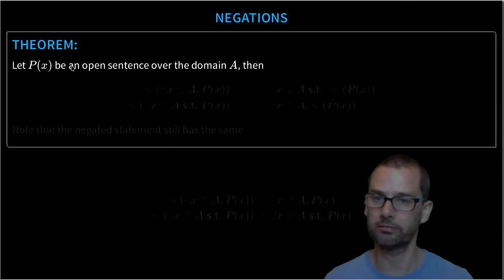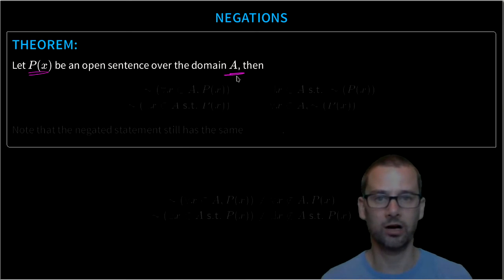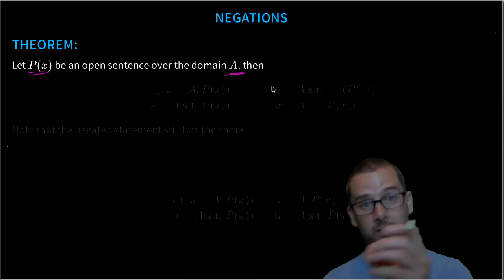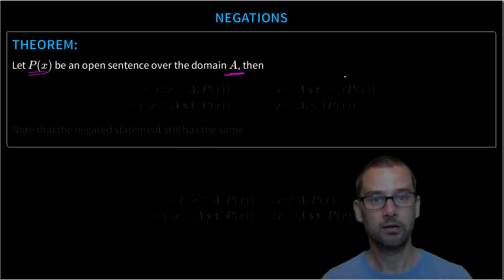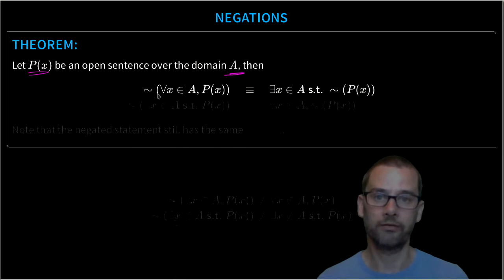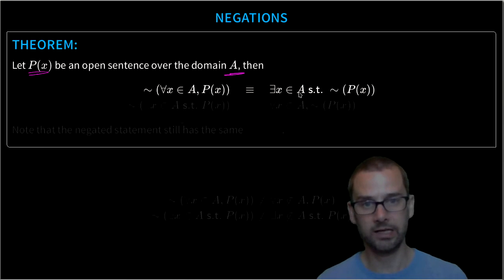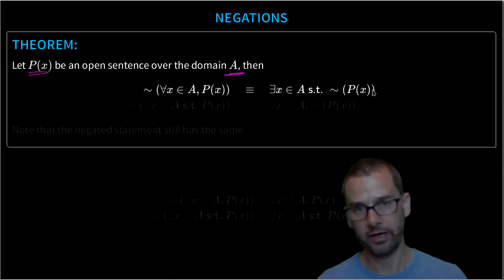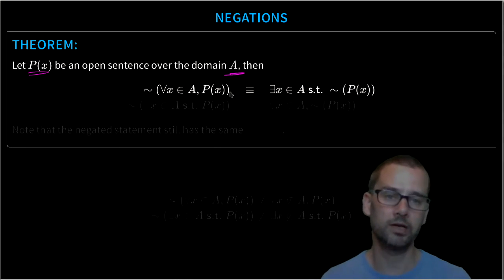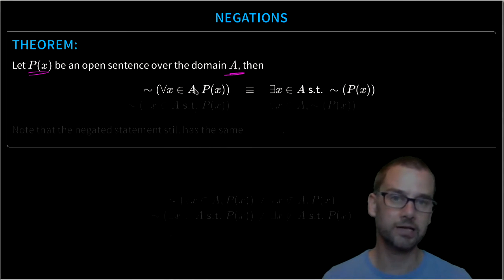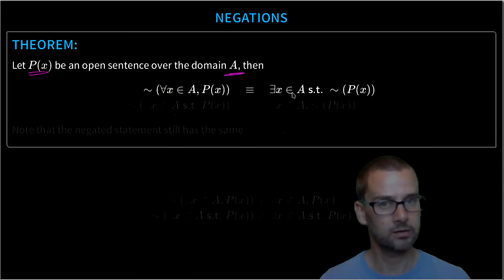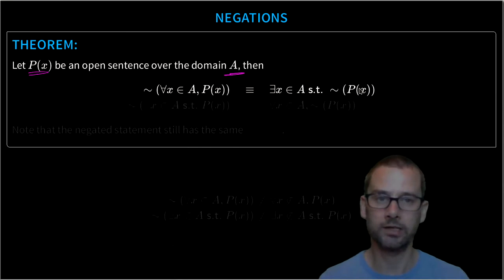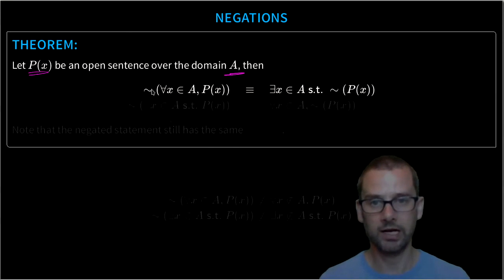So let's write this down as a theorem. Let P of x be some open sentence over a given domain A. That is, we're pulling the values of x out of that set A. Well then, the negation of for all x in A, P of x, is equivalent to there exists x in A so that not P of x. We can sort of think about pushing this negation symbol through the quantified statement. It pushes past for all and becomes there exists, and then the negation symbol winds up attached to the open sentence. So negation of for all becomes there exists not.